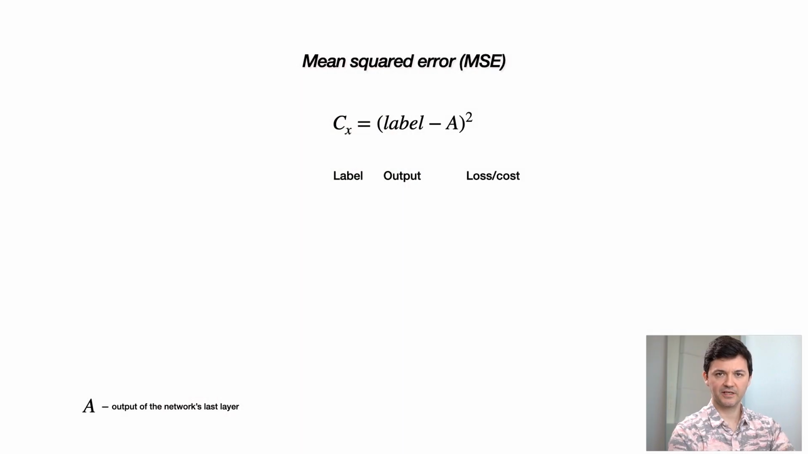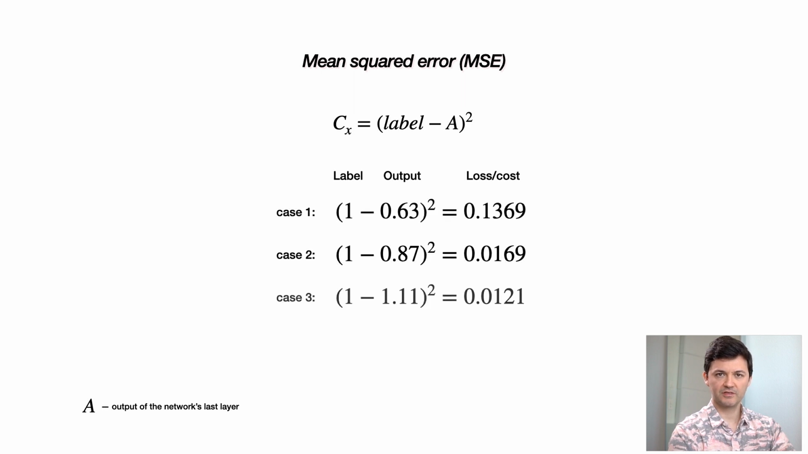So last time we introduced a cost function called mean squared error, which is a very simple function. To calculate the cost for a single data point, you need to subtract the output of the network from the label and then square the difference. So we computed cost for several data points, and then we showed that as the loss or cost is gradually decreasing, our prediction is improving progressively at the same time.